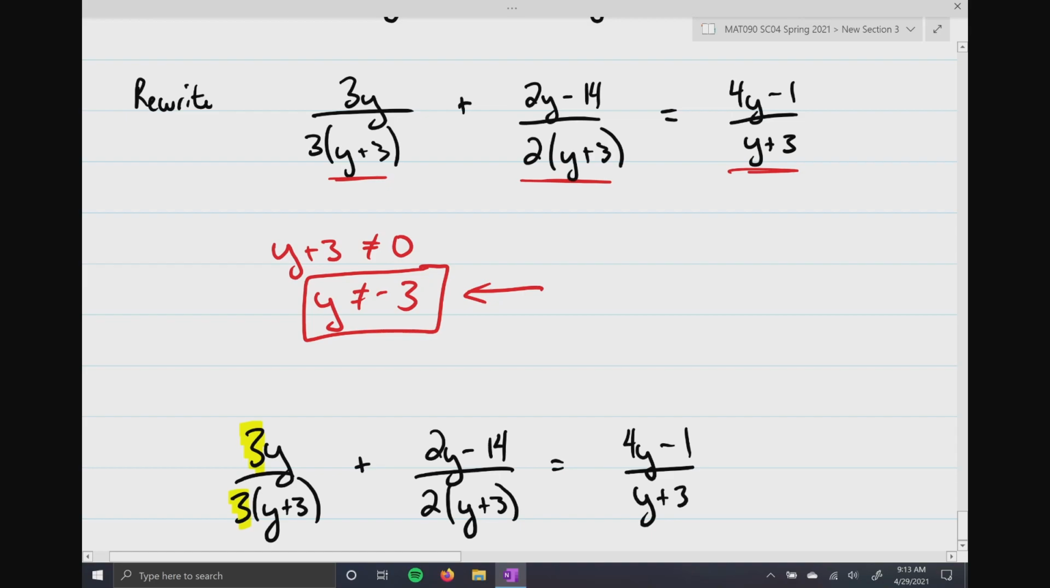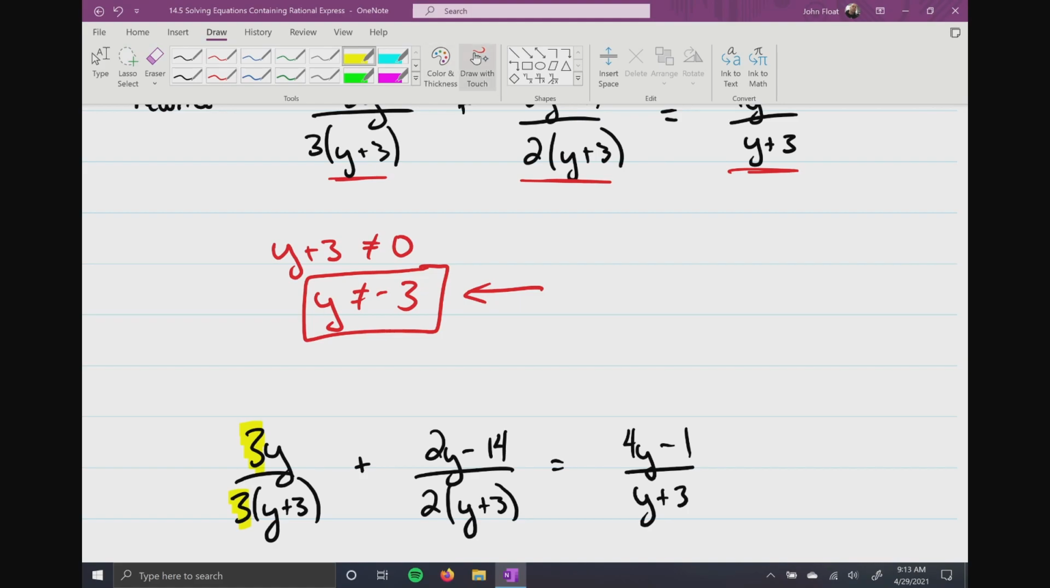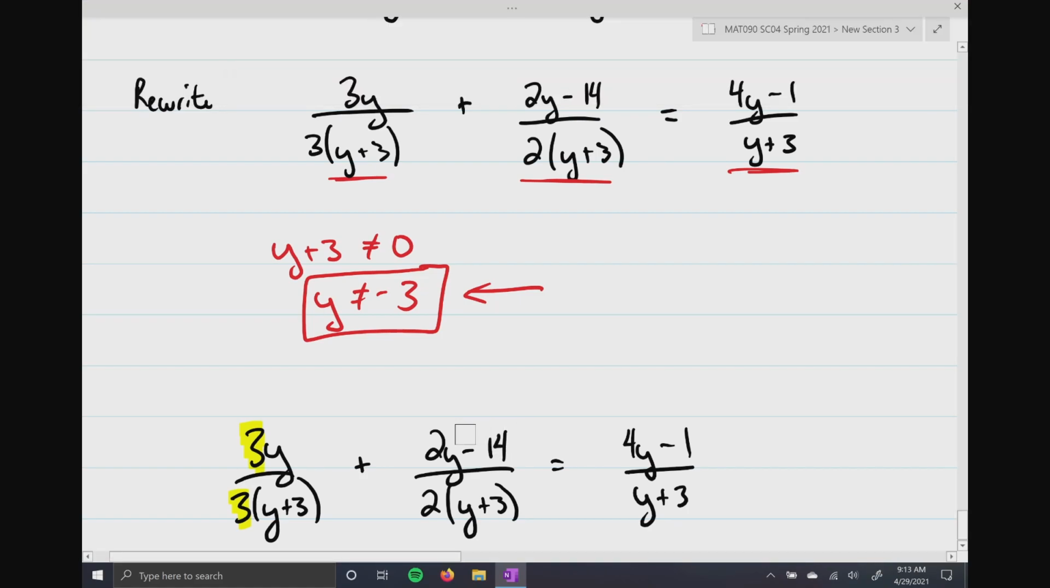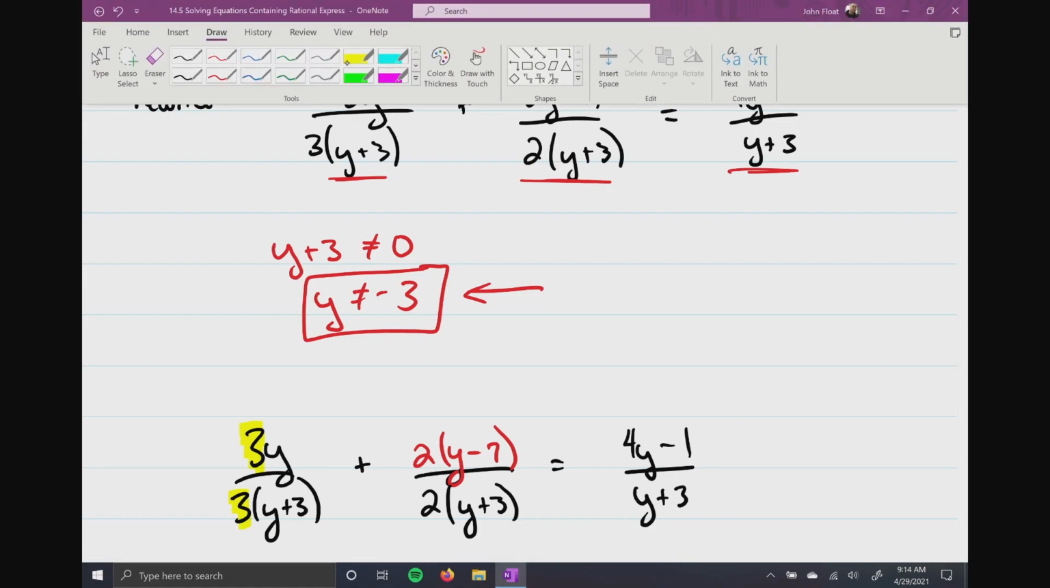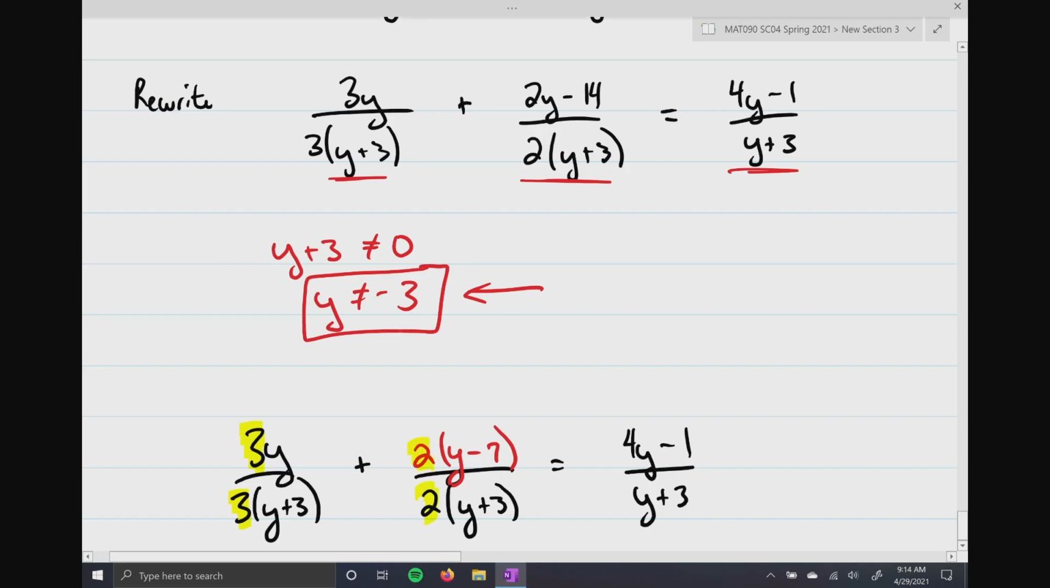I can simplify. Remember, the numerator is everything being multiplied. Denominator, you factored it, so it's being multiplied. So that 3 over 3 I can reduce. Does anybody see anything else? What do you see, B? Yeah, very good. This 2y minus 14, I can factor that to say 2 times y minus 7, and I can reduce the 2's.